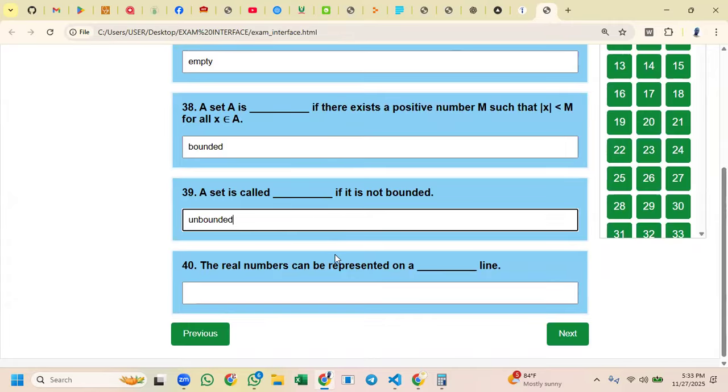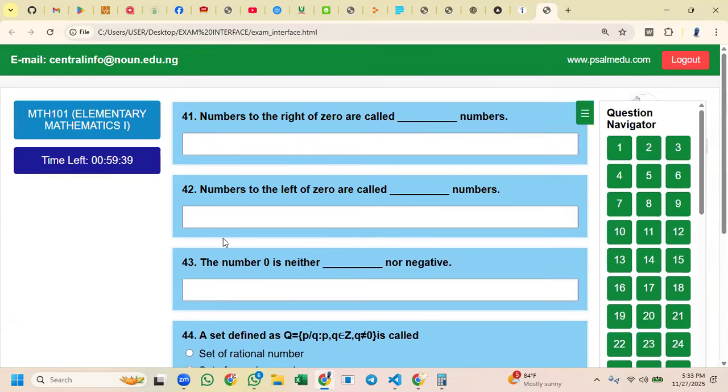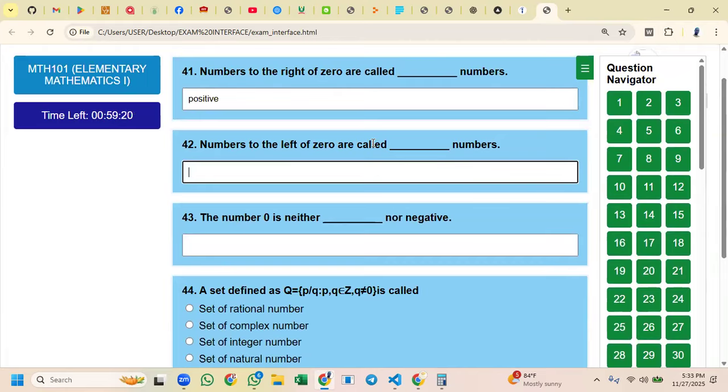The real numbers can be represented on a dash line, on a straight line. Numbers to the right of 0 are called dash numbers on your number line. On the number line, those to the right are called what? We don't need to crack our brain on this one. They are called positive numbers, while the ones to the left of 0 are called negative numbers. In fact, the questions follow each other.